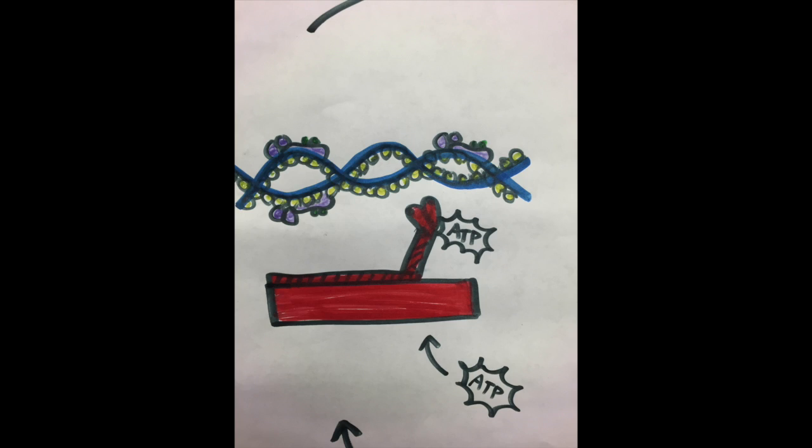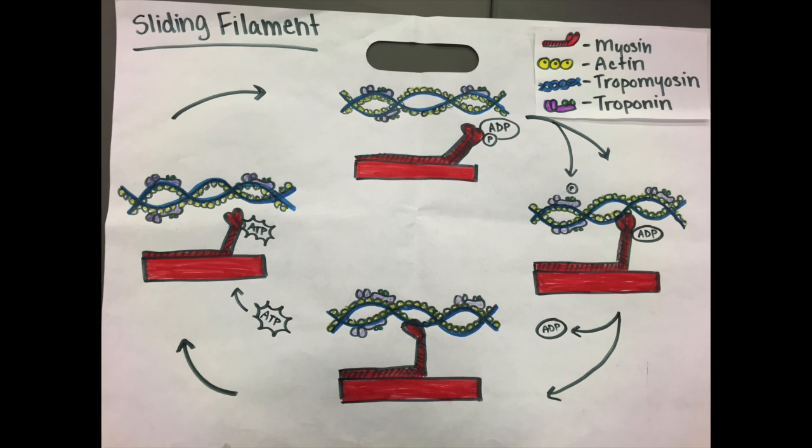ATP binds to the myosin head, causing the head to break free from the active site on the actin. The myosin head becomes energized as ATP is converted to ADP. Calcium is pumped back into the sarcoplasmic reticulum and attached to calsequestrin, allowing tropomyosin to once again cover the active site, resulting in relaxation of the muscle.